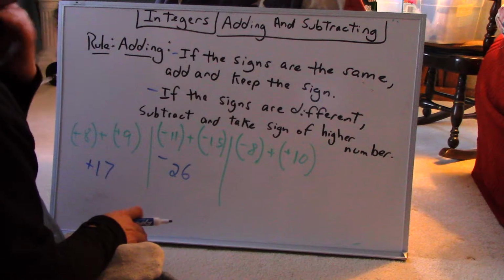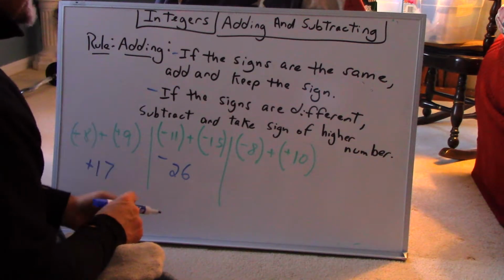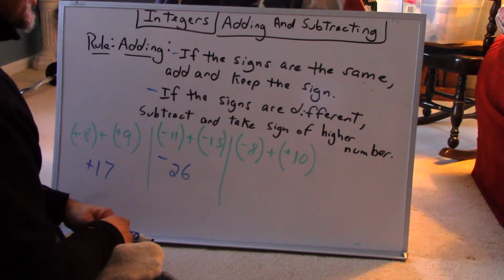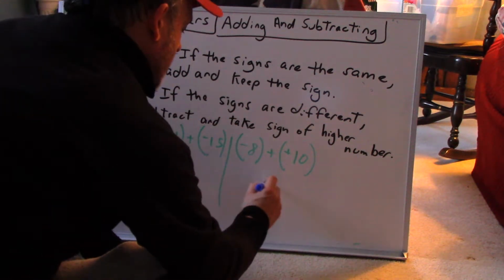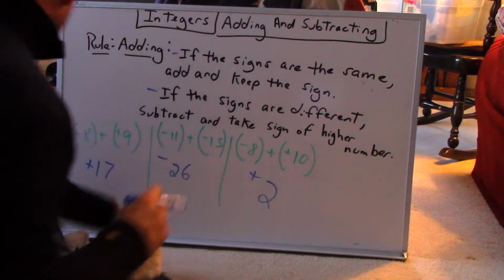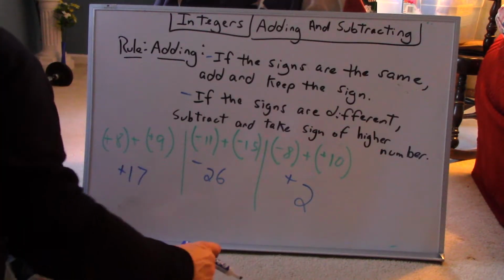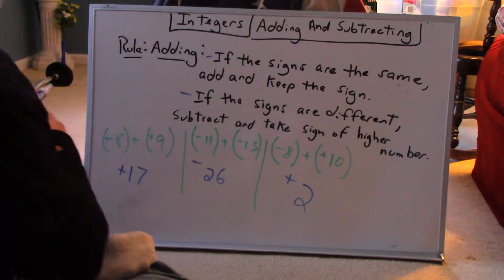And now they're different, so I subtract and take the sign of the higher number. So 10 minus 8 is 2. The higher number is 10, so I take the positive from the 10. Okay? All right, let's do some more.